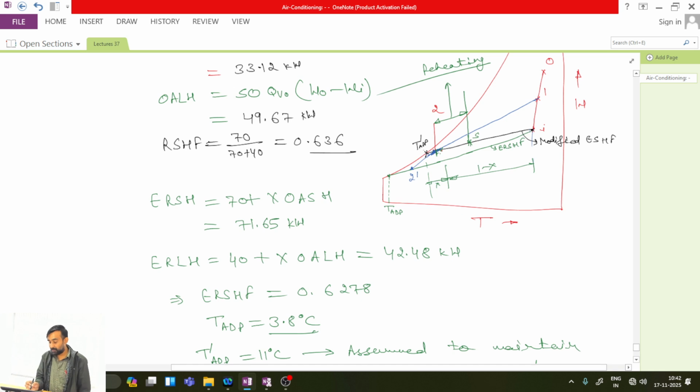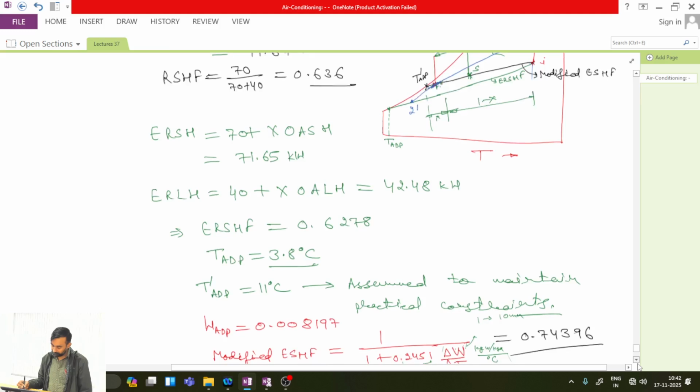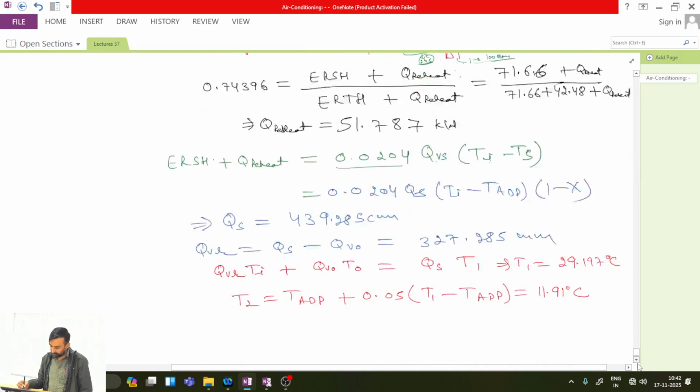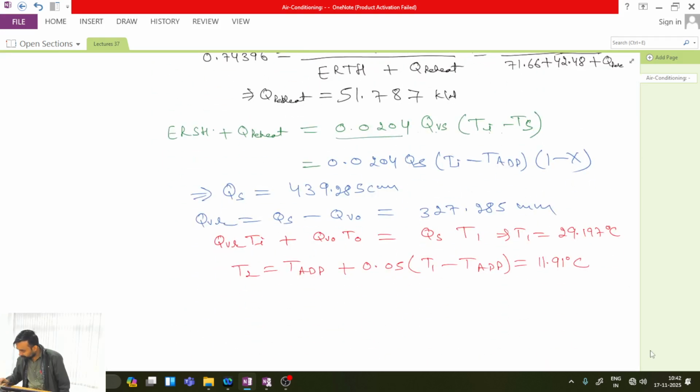So it means first you are cooling air extremely low, and then you are allowing this to heat so that it can reach the supply state in such a way that it can meet RSH and RLH conditions. Is this point clear? Now can you calculate T3?